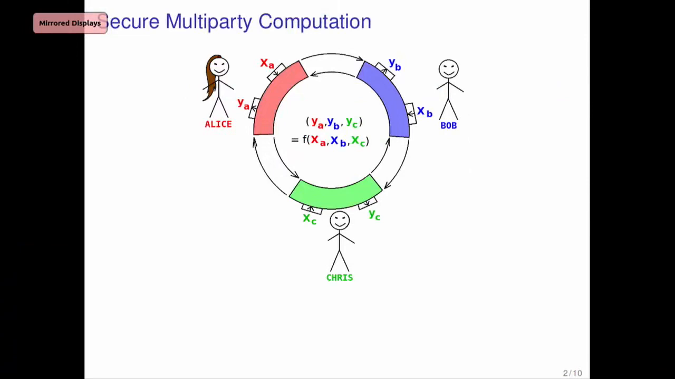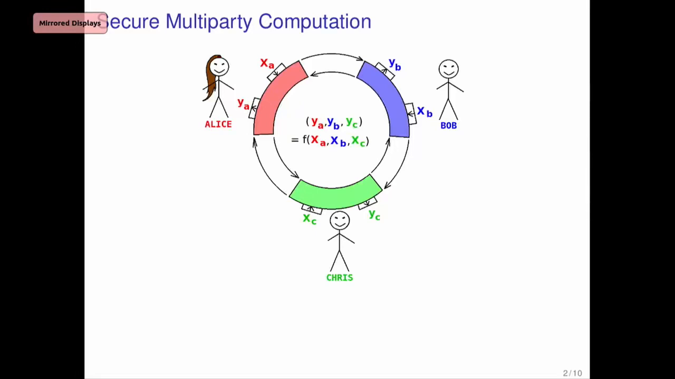They have some inputs, x_a, x_b, and x_c. They compute some function f on these inputs, and they obtain some outputs, y_a, y_b, and y_c, respectively. And how do they compute f? They perform some local computations with their inputs, and they can also exchange messages that they can in turn use on the next rounds to finally compute the outputs.